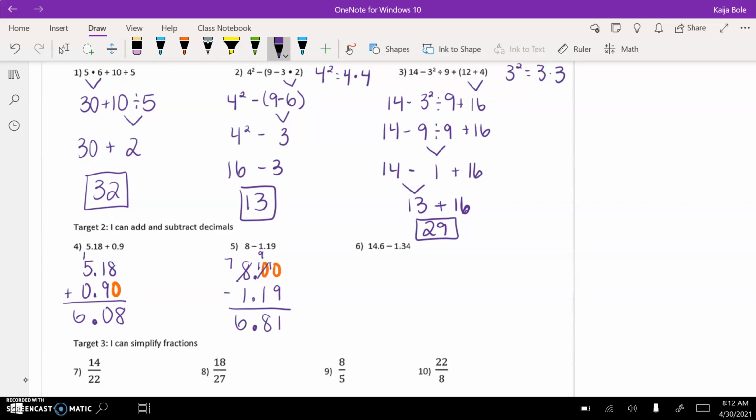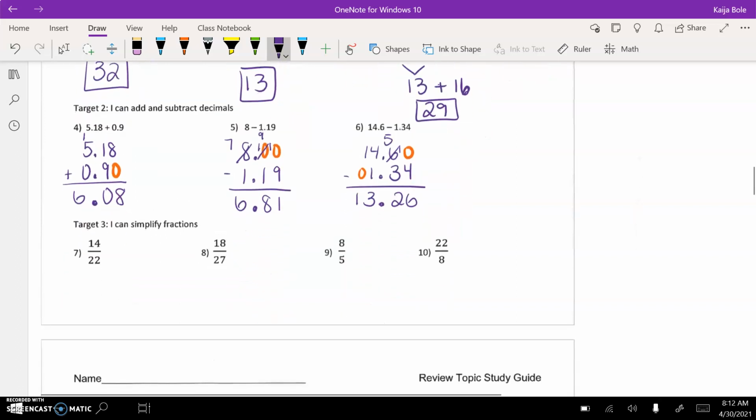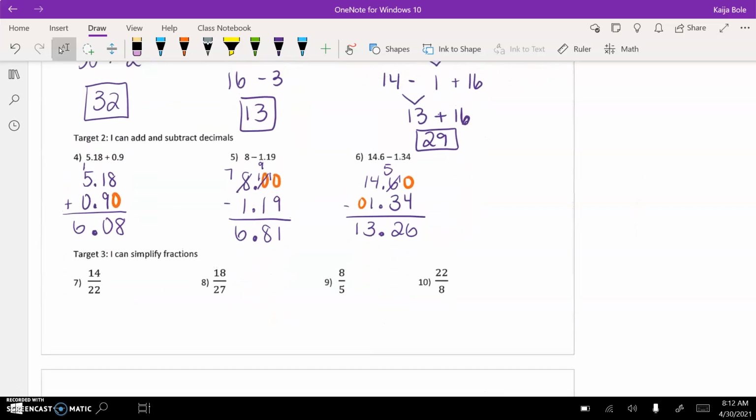So 6.81. And then the last one, 14.6 minus 1.34. So make sure those decimals are lined up. Again, I'm going to need a 0. Cannot do 0 minus 4, so I'm going to borrow from the 6. That becomes a 5. So 10 minus 4, which is 6. Oh, forgot my decimal. See, even I do it sometimes. 5 minus 3 is 2. 4 minus 1 is 3. And then 1 minus nothing. I guess sometimes maybe some of you will put 0 there. 1 minus 0 is just 1. So 13.26.